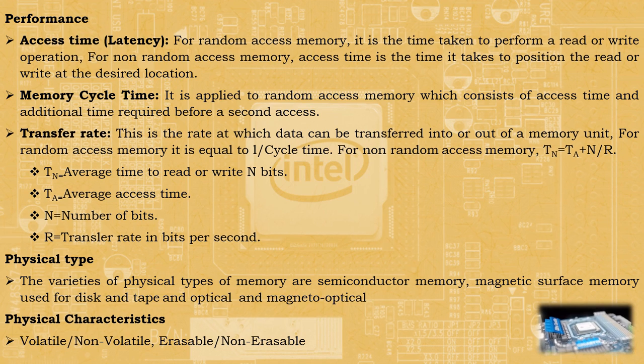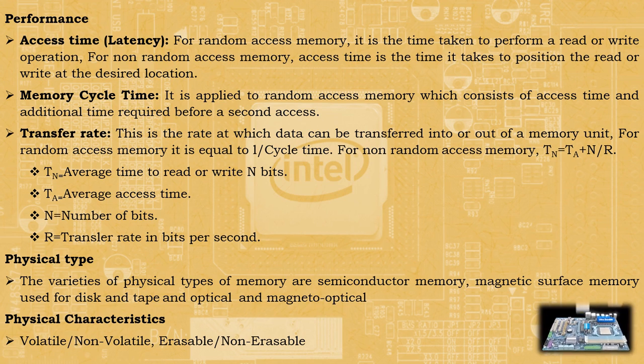Transfer rate. This is the rate at which data can be transferred into or out of a memory unit. For random access memory, it is equal to 1 over the cycle time. For non-random access memory, Tn equals Ta plus n over r. Tn represents the average time to read or write n bits, Ta represents the average access time, n represents the number of bits, and r represents the transfer rate in bits per second.